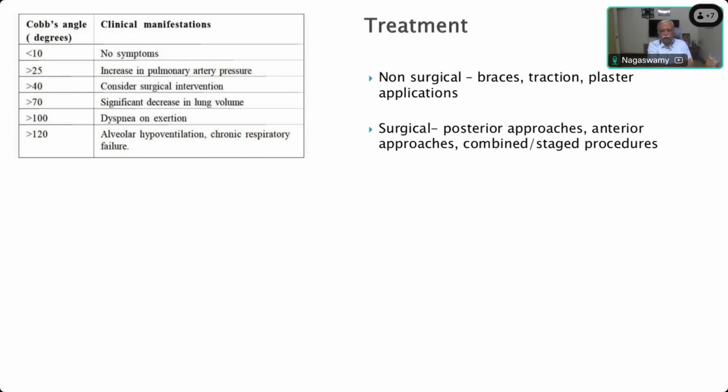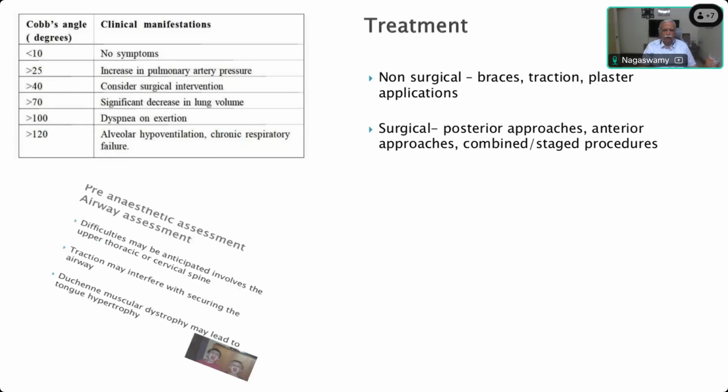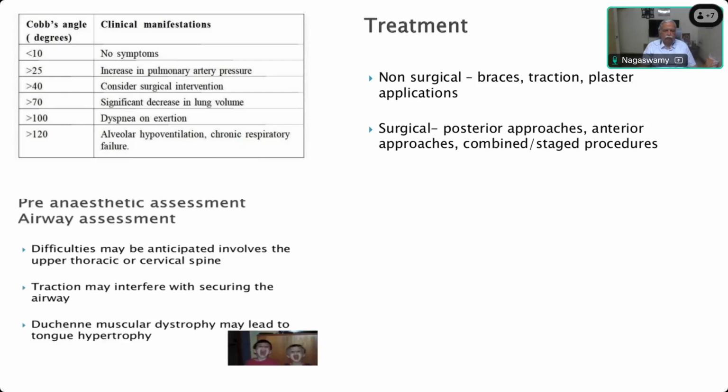Now, what is the importance of knowing what approach is there? Supposing it is an anterior posterior approach, this is the special requirement that the surgeon may ask you. Sir, in an anterior approach, we might require double lumen tubes. Sir, double lumen tube, very good. So you must collapse that lung, and you will have to use the double lumen tube. So pre-anesthetic airway assessment is very important.